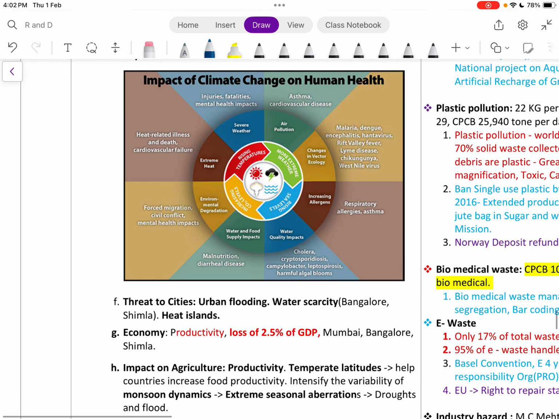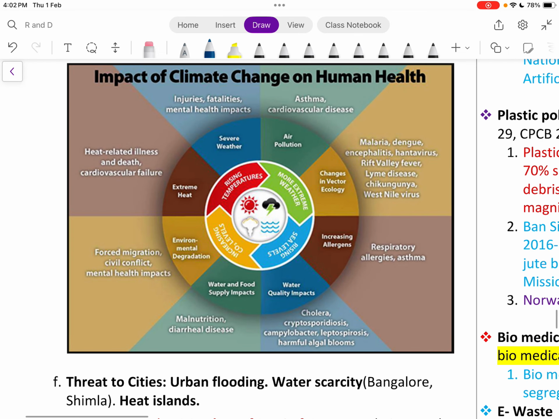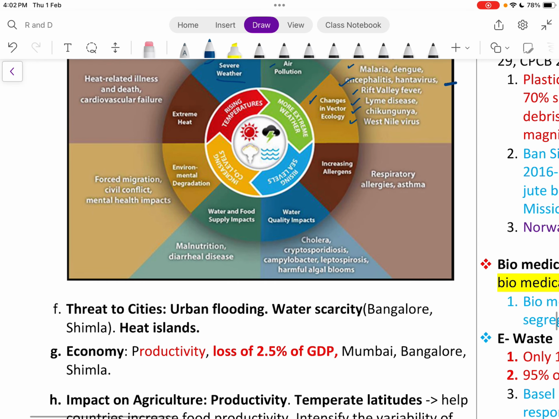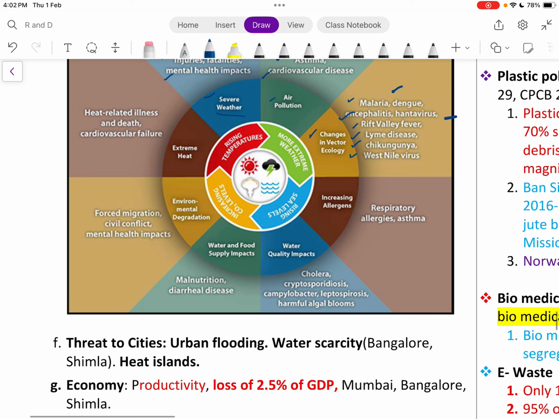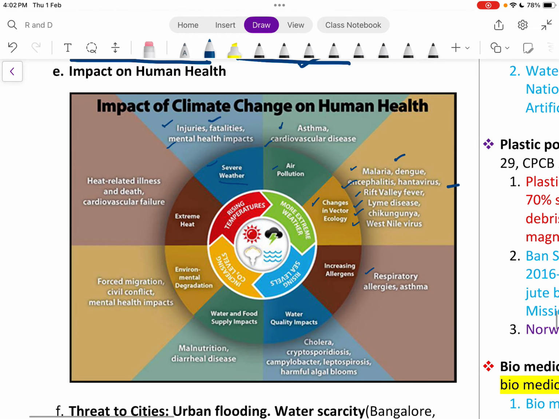Impact on human health. Severe weather could cause injuries, fatalities, and mental health impacts. Air pollution, asthma, cardiovascular diseases, change in vector ecology: malaria, dengue, encephalitis, hantavirus, Rift Valley fever, lymph disease, chikungunya, West Nile viruses. Increasing allergens causing respiratory allergies and asthma.